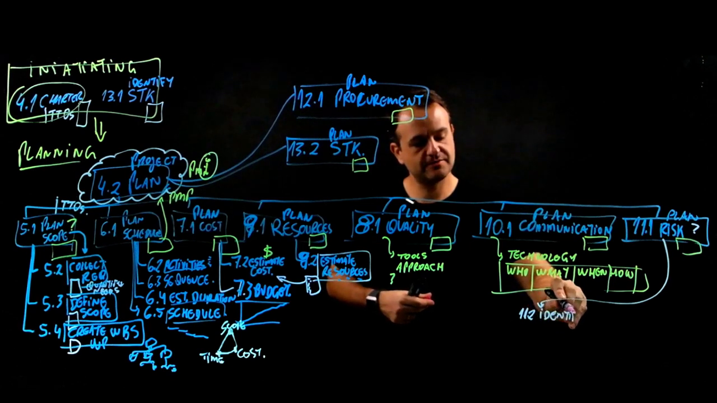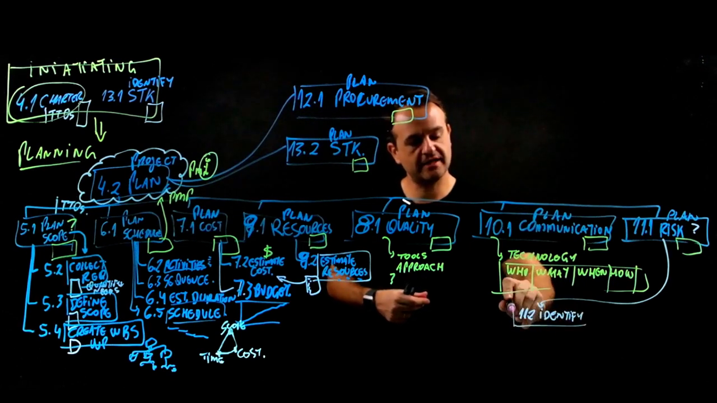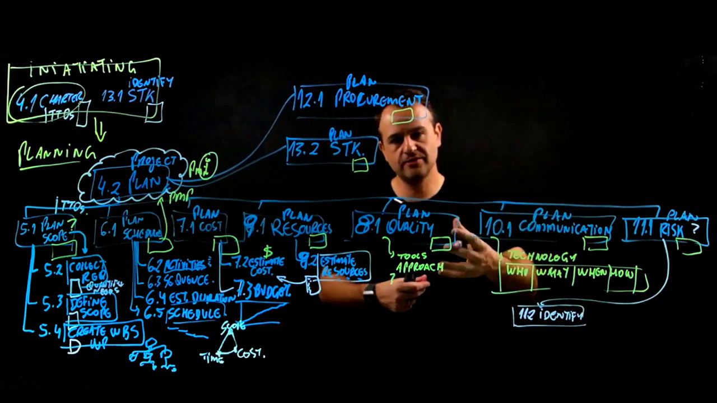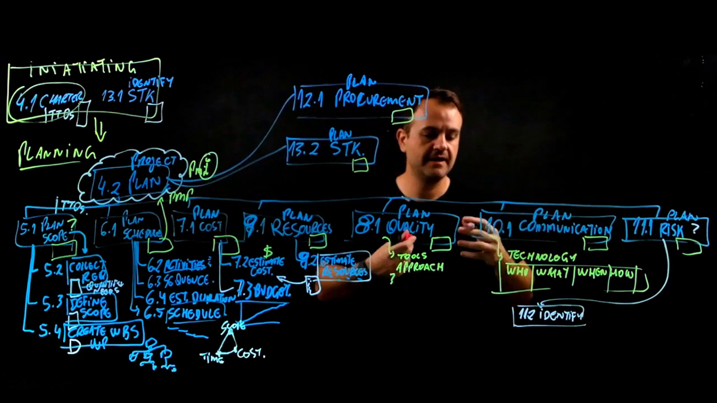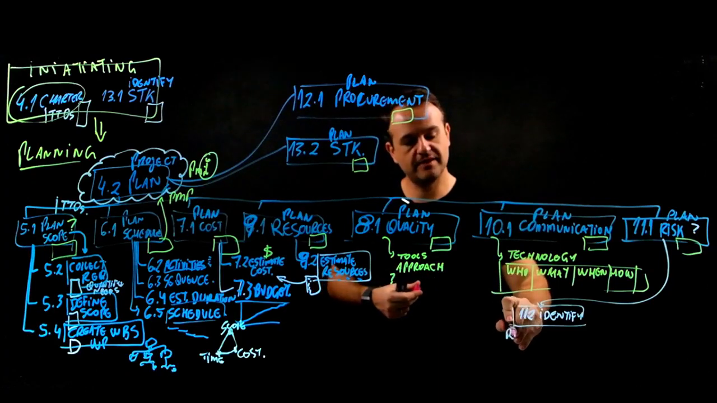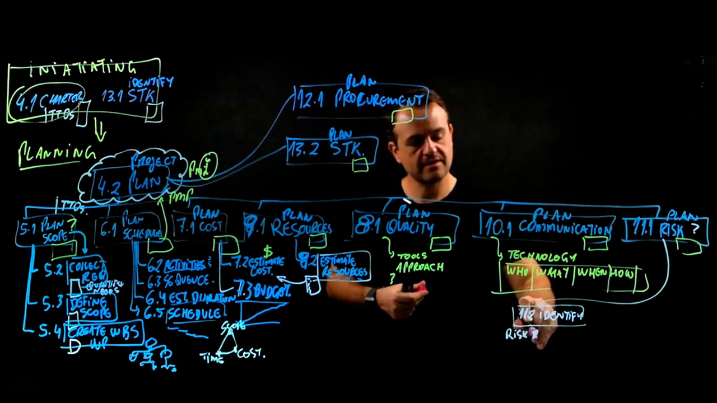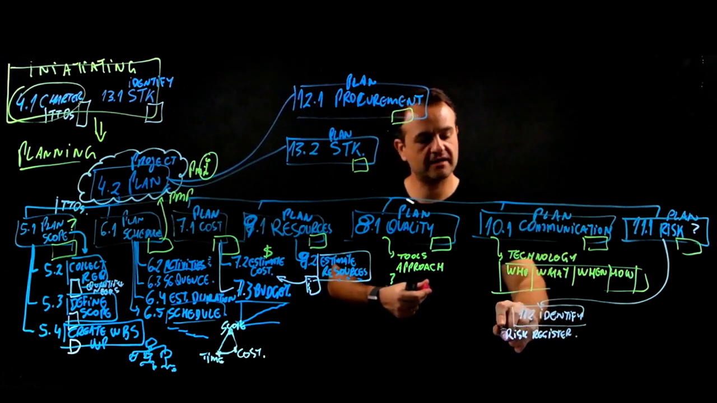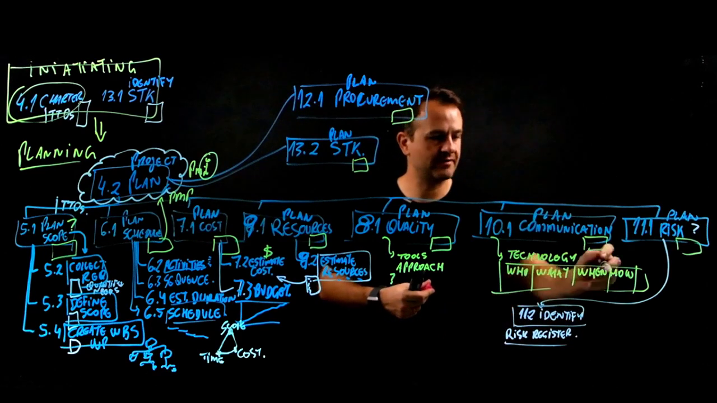Here you are going to use many different tools and techniques to identify risks. You can use brainstorming, you can use root cause analysis. Here you are going to create the risk register. You are going to describe the uncertainties, the impact, and all of that for your project.